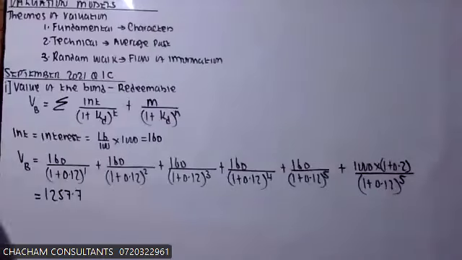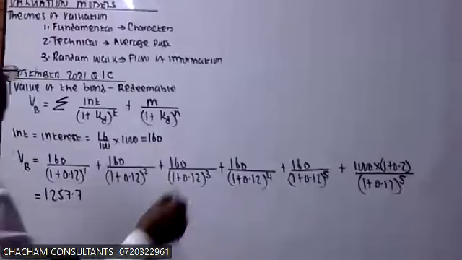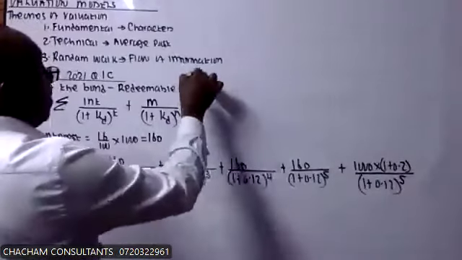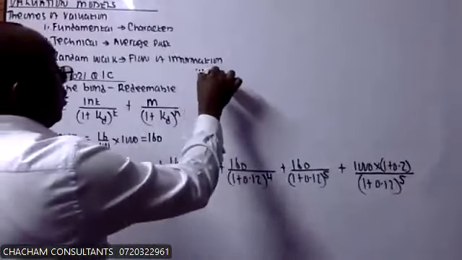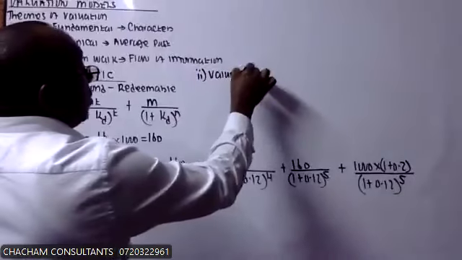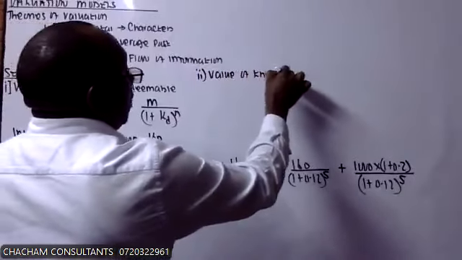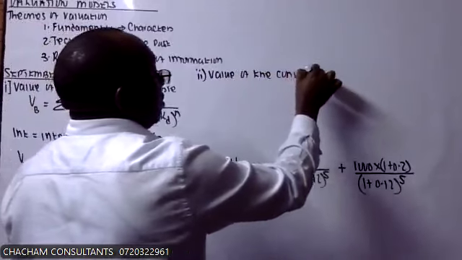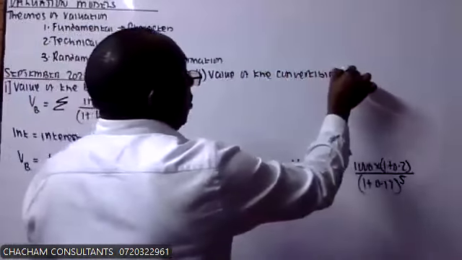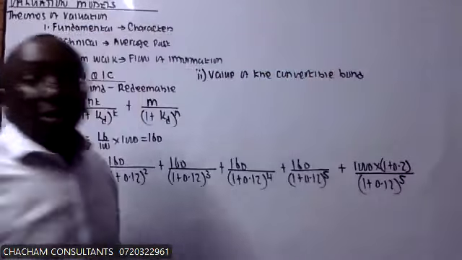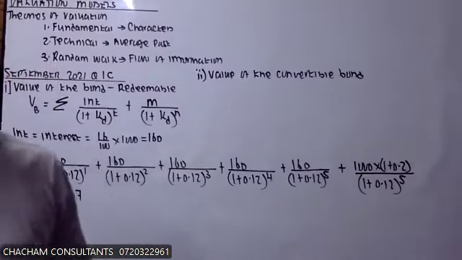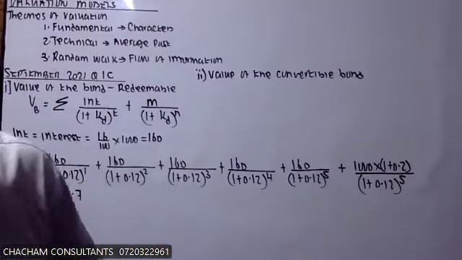Number two, the current value of the convertible bond. Value of the convertible bond. That's good, Zippy.